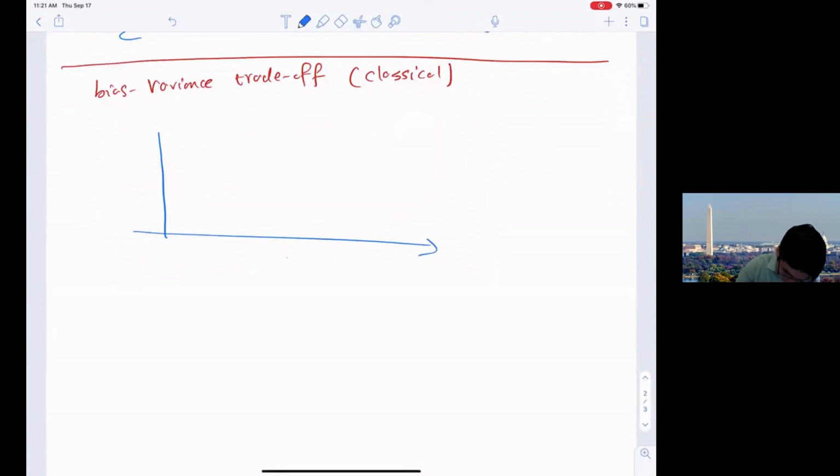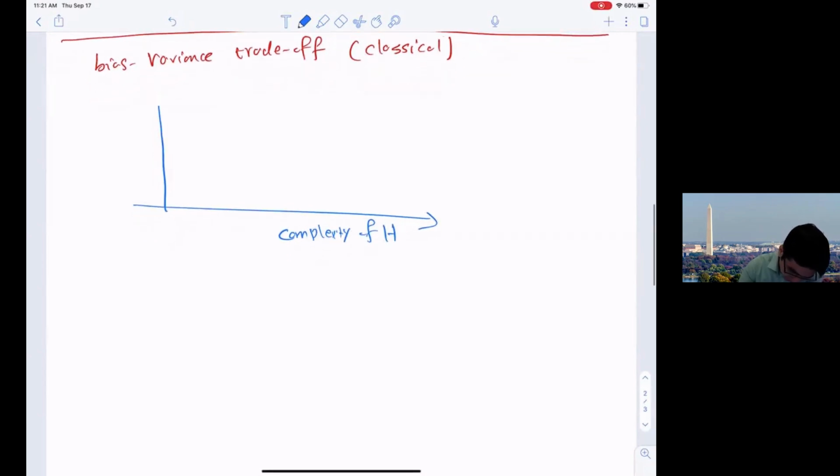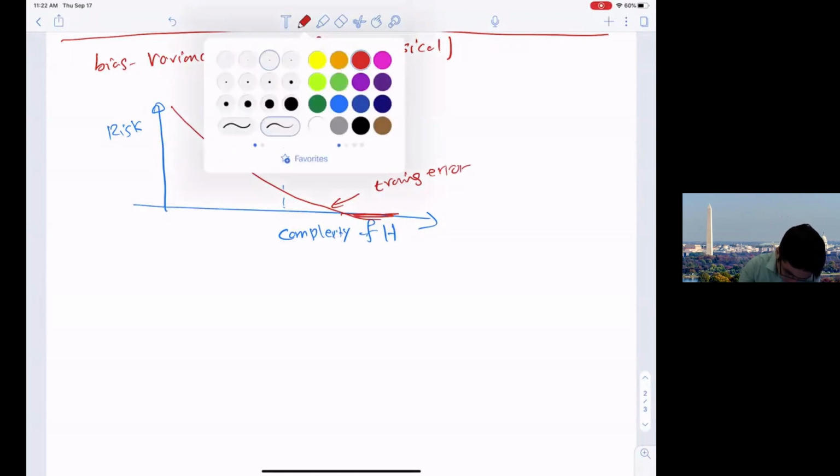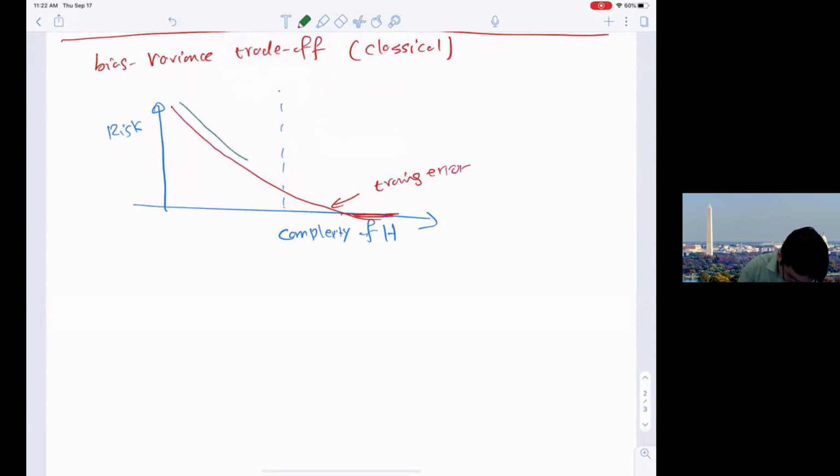okay, so if my x-axis represents the complexity of my hypothesis class H, and I have risk in my y-axis, I'll have two regimes. Basically, if I increase the complexity of H, my training error is going to decrease. Let's say this is my training error. It's going to basically go to zero if you increase the complexity of your function class. But your test error is going to increase, and altogether you're going to have a behavior like this. And this is the test error.